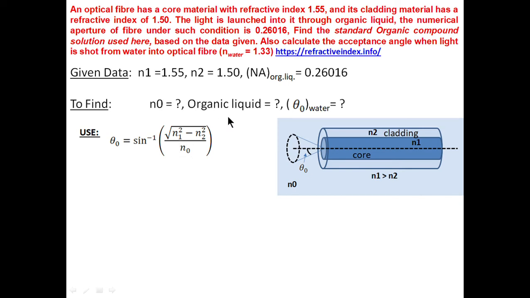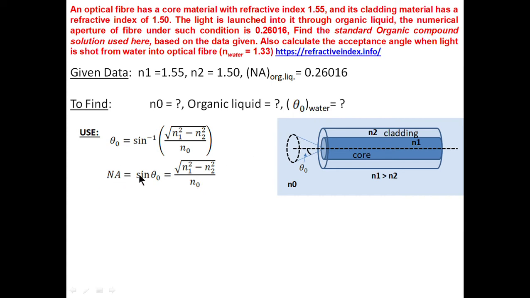So let's solve the first case. The problem is split into two cases. One is to find the refractive index of the organic liquid that you are keeping so that your numerical aperture is 0.26016, and also to find the organic liquid. We compare the N0 that is calculated, find it, and use the experimental values. And the second one is when the same optical fiber is kept in the system where N0 is 1.33 for water. So what is the acceptance angle?